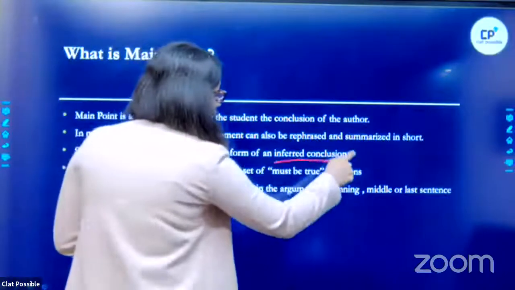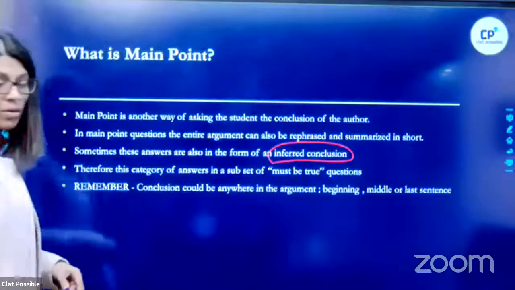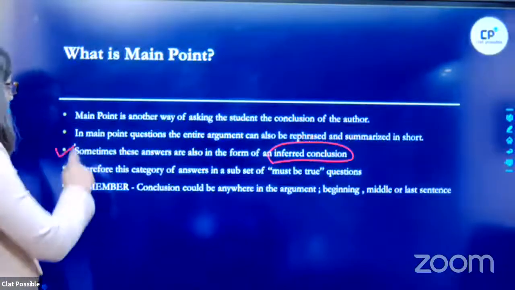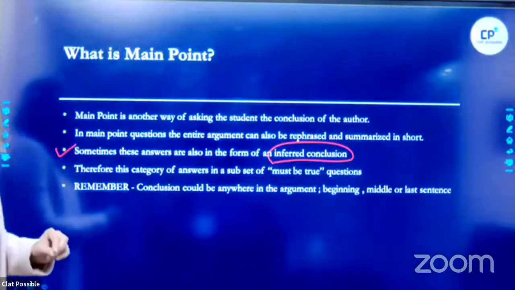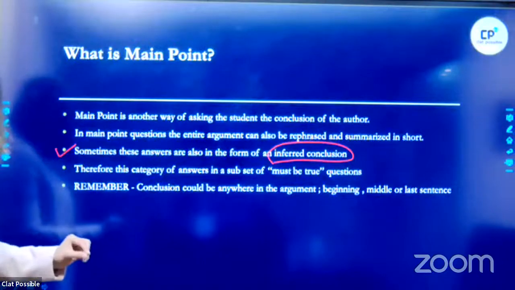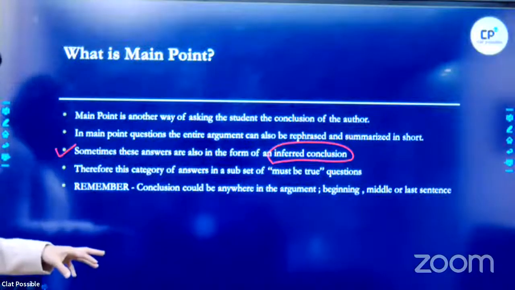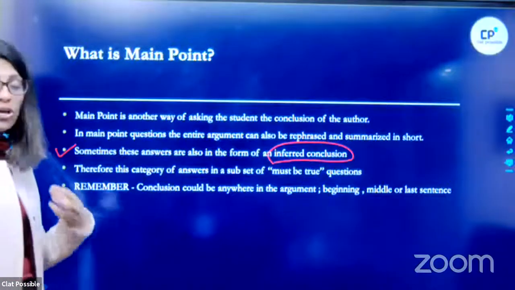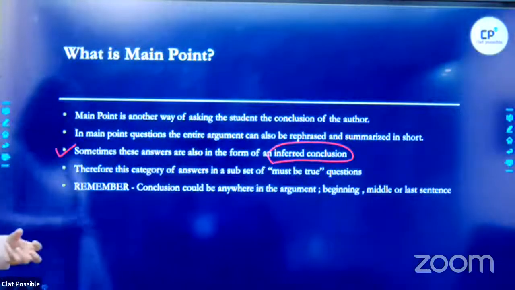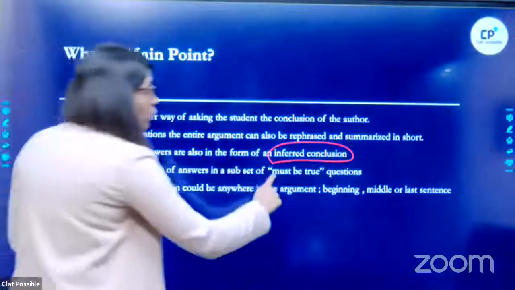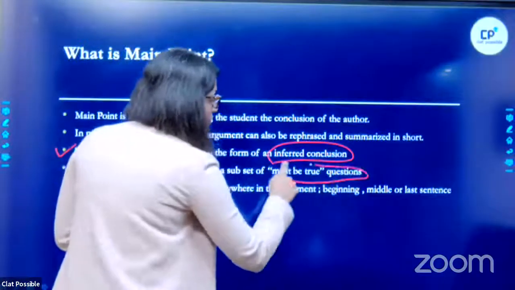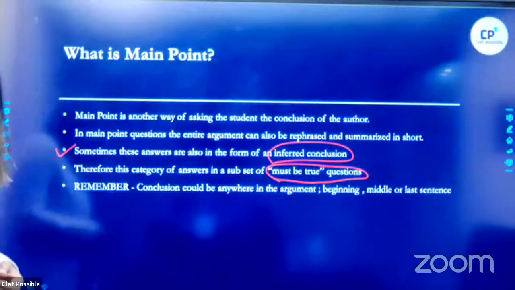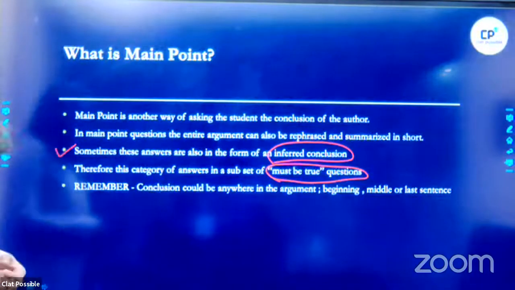The inferred conclusion. This answer type is visible when the author just shares with you a set of facts or describes a phenomenon. And when you read that, you draw a general commentary or a conclusion. Inferred conclusion is also sometimes referred to as what must be true.